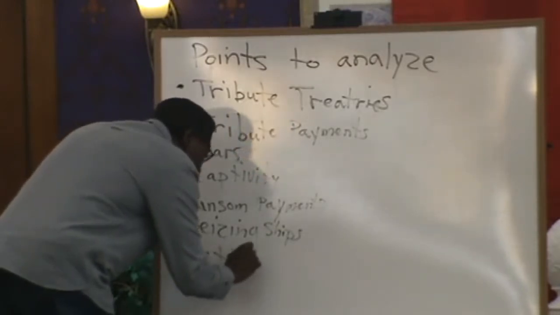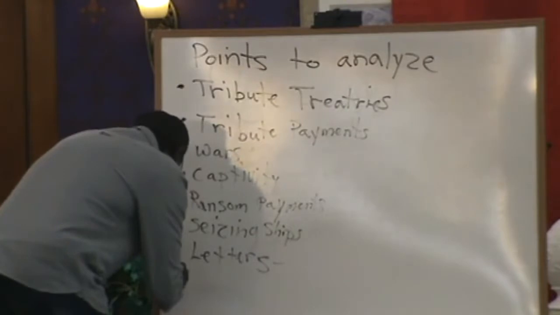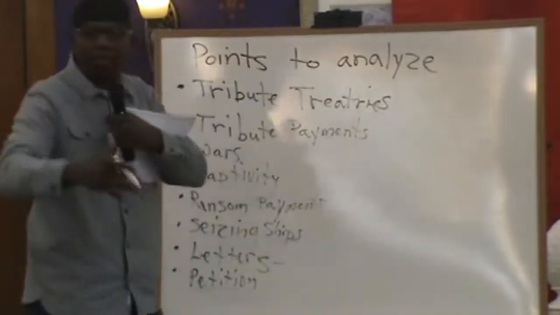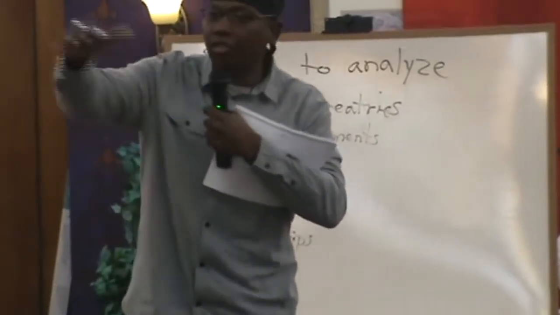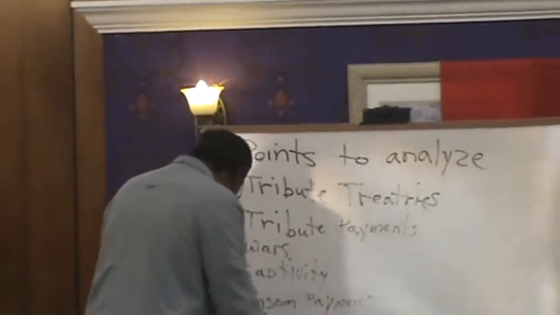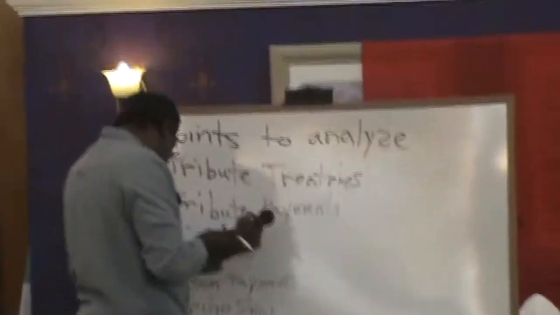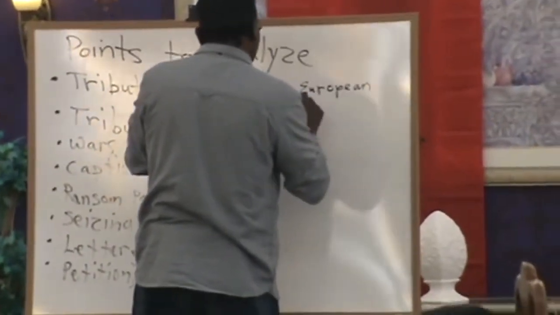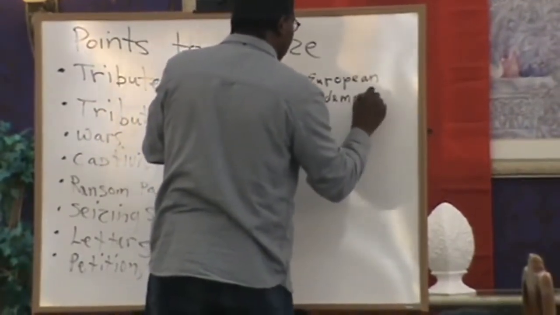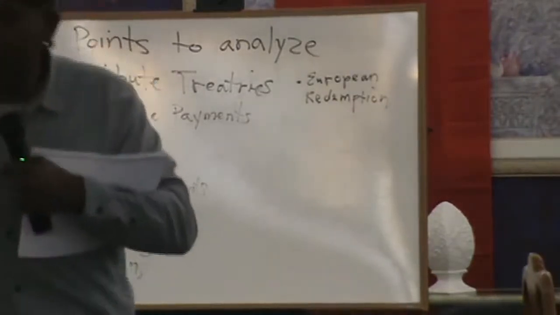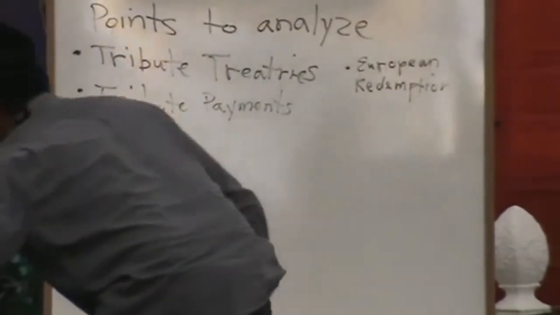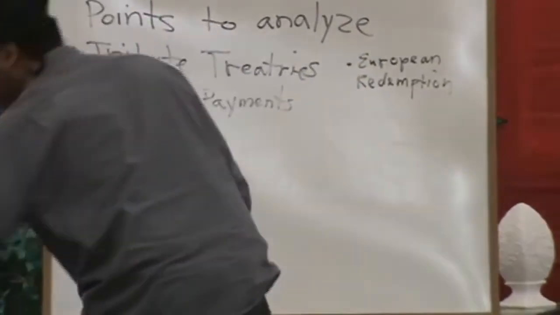Letters. Petitions, where you had European women who petitioned the various kings and queens of Europe, France, the Netherlands, to intervene or to negotiate the release of their loved ones held in Moorish captivity. So petition. Okay. It's a document. European redemption orders.